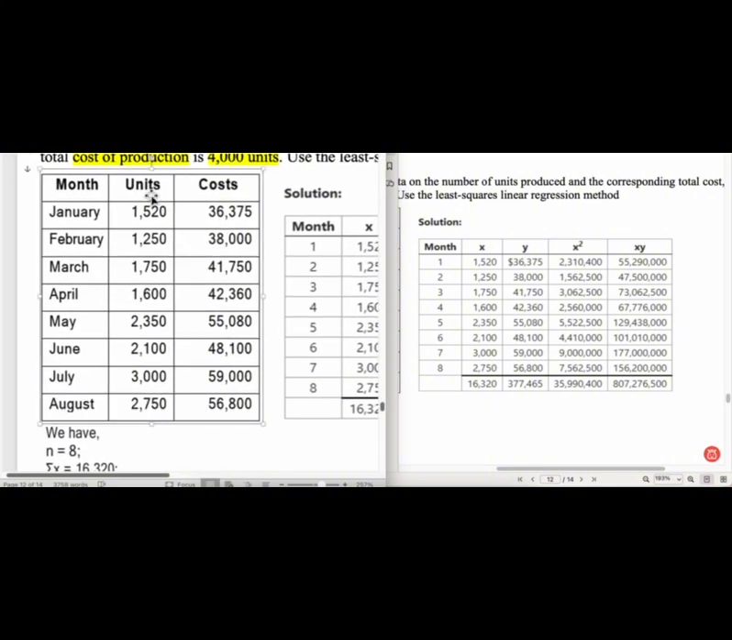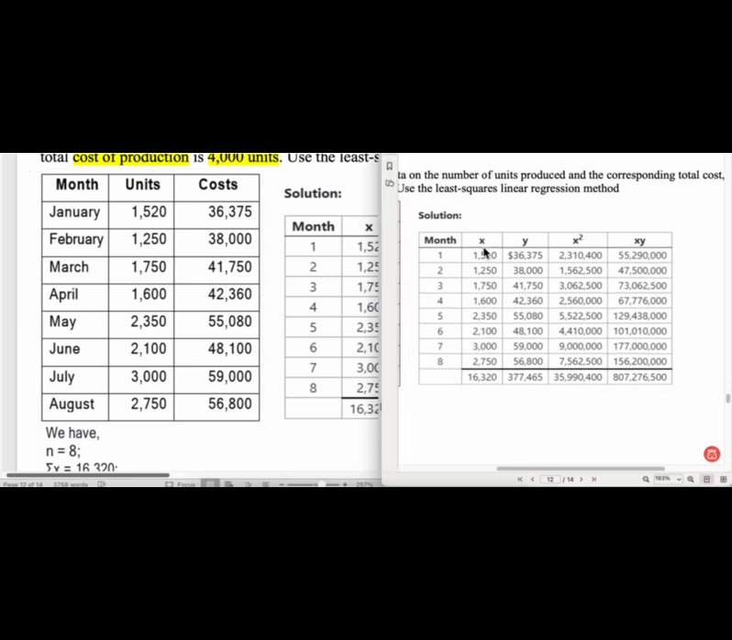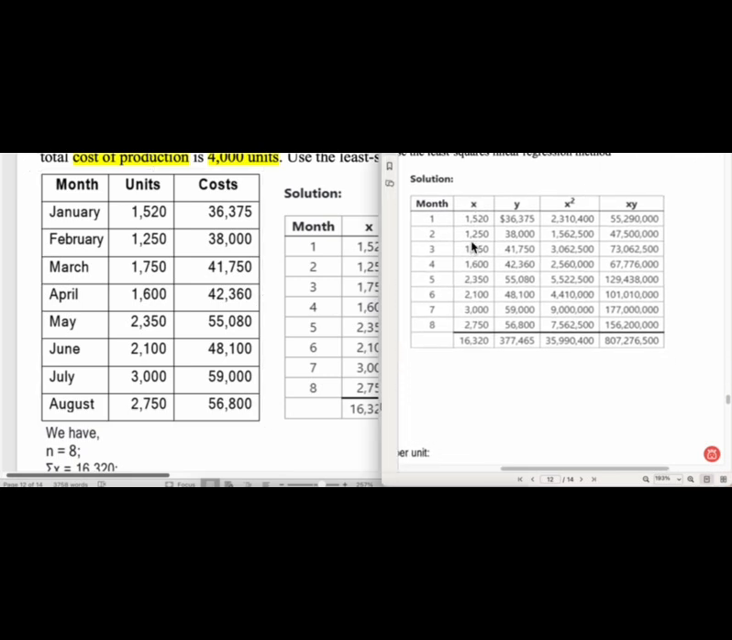So units: 1,520, and so on. Then February, number 2, is 1,250. March, which is number 3, is 1,750. Number 4 is 1,600, and so on. Okay, that's our units. X is our units, and Y will be our cost. It's always like that. So follow through the same way.